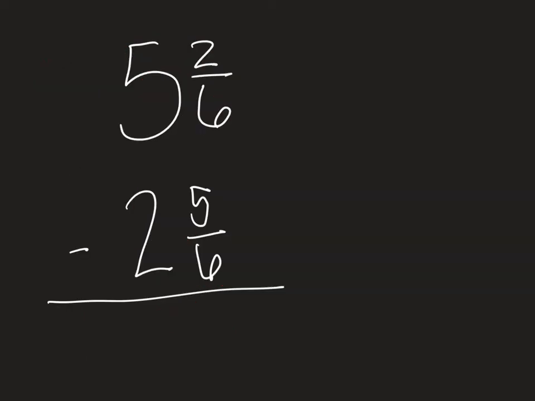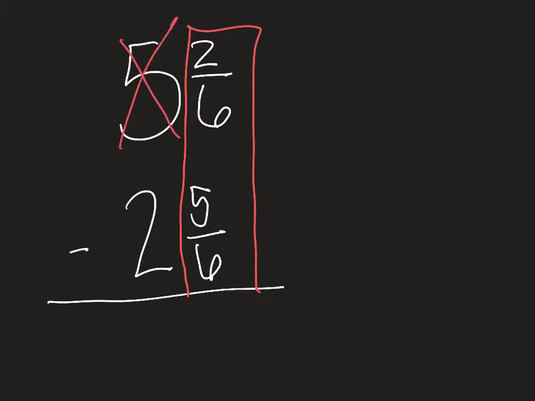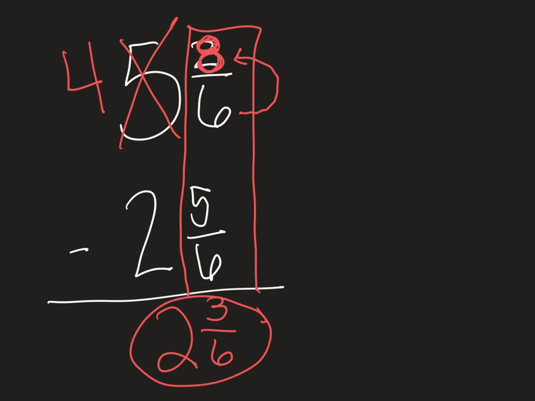Okay, I have 5 2/6. Take away 2 5/6. Start with your fractions. You can't take away 5/6 from 2/6, so you go next door and you borrow from the 5. You borrow 1 whole from the 5, so that 5 becomes a 4. Now you add your denominator to your numerator, so 6 plus 2, and you get 8. So now you can do 8 minus 5, which is 3. So you're left with 3/6, and then you can move on to your whole numbers. 4 minus 2, which is 2. So your answer is 2 3/6.